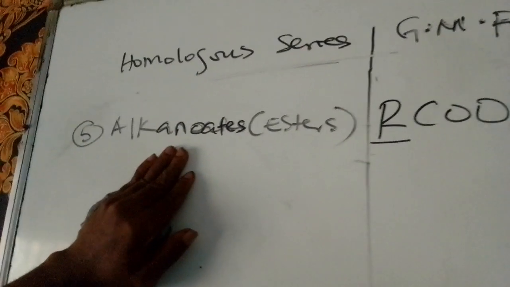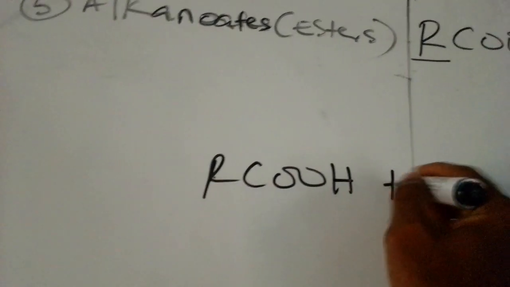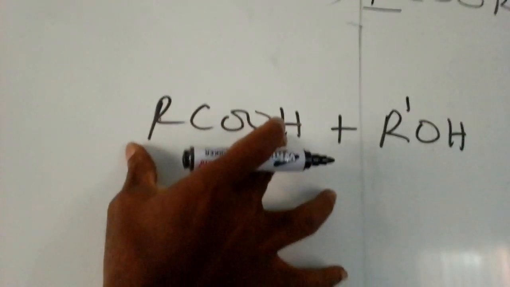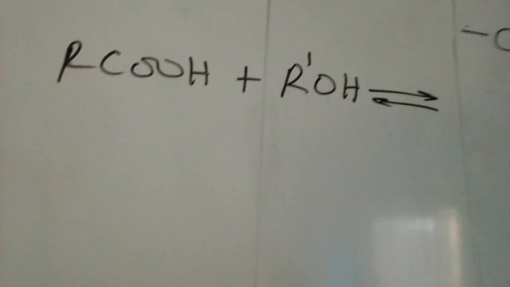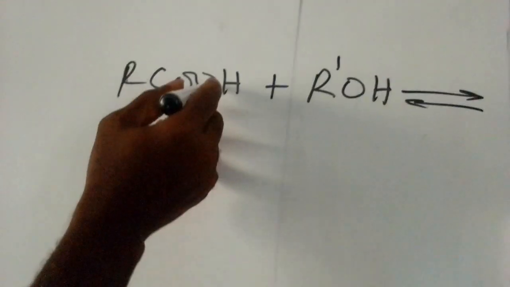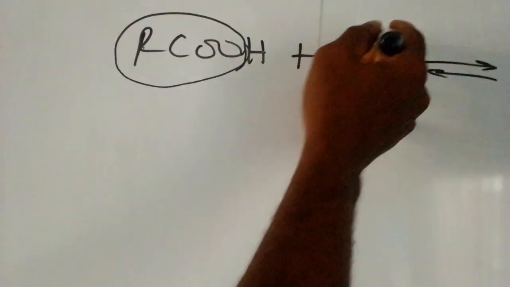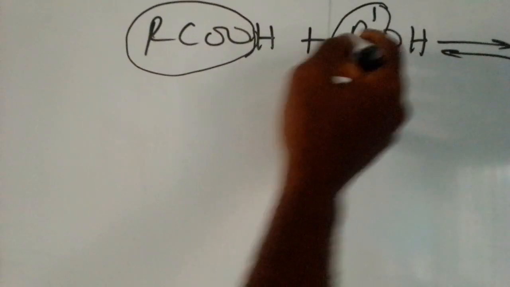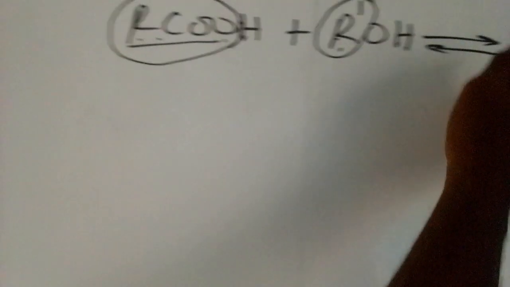We're going to throw some light on alkanoates for better understanding. Before we go on to the next homologous series, we'll ask ourselves, how are alkanoates formed? Alkanoates are formed by reacting an organic acid, or carboxylic acid, with an alkanol. How does the reaction go? The carboxylate ion, RCOO, we combine with this alkyl group.